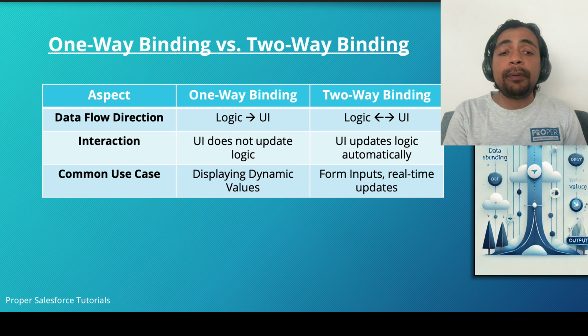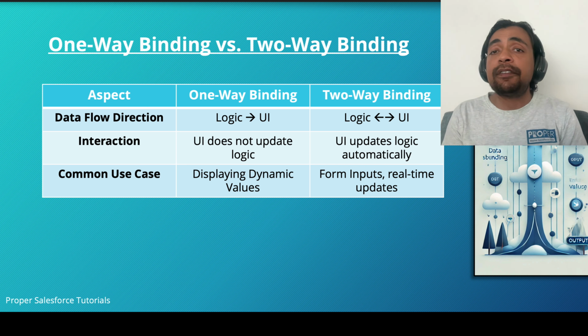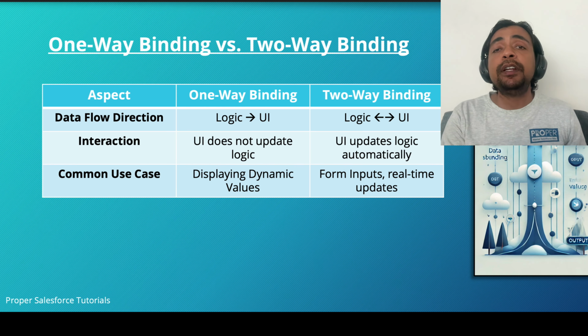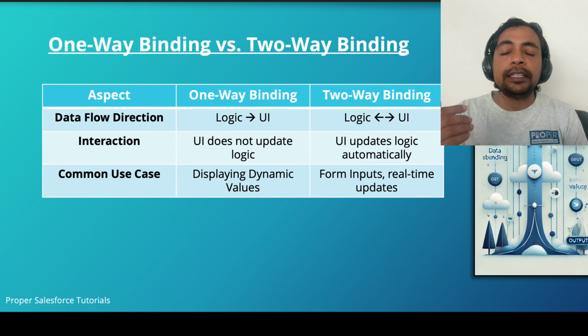If we talk about the common use case, the one-way data binding common use case is displaying dynamic values on the UI. And if we talk about two-way data binding, any form input on the UI will update in real time in the backend, and that can be used in the UI itself.